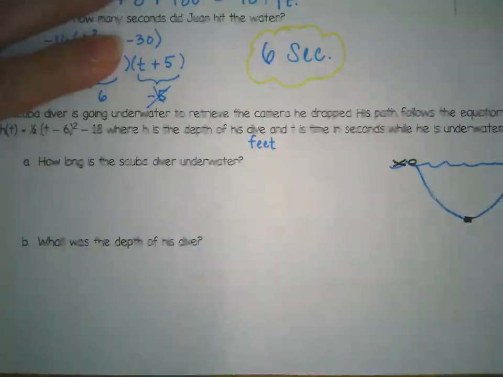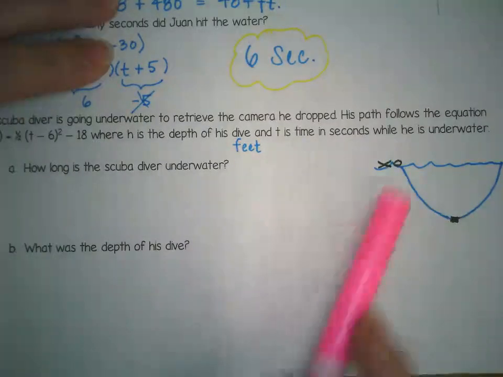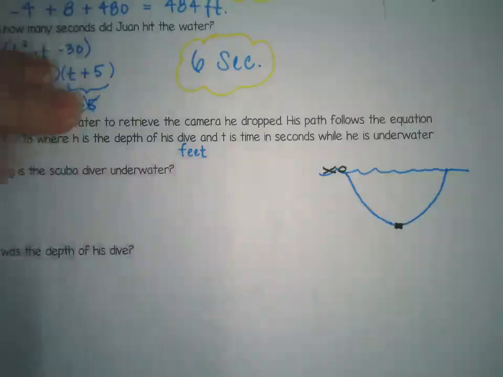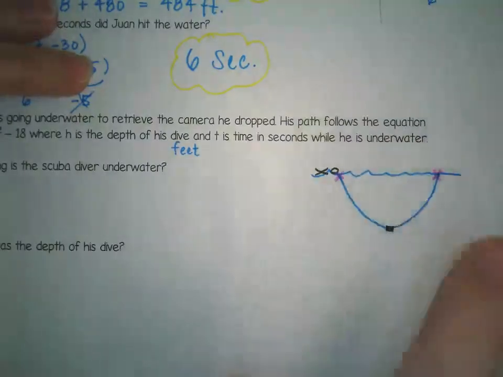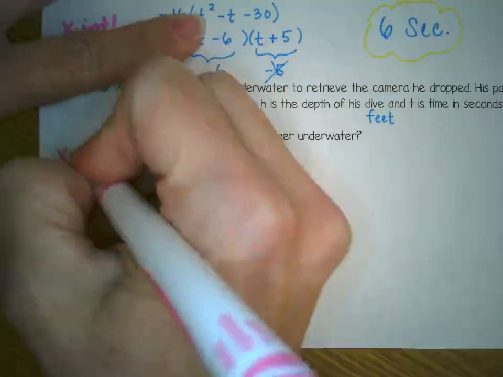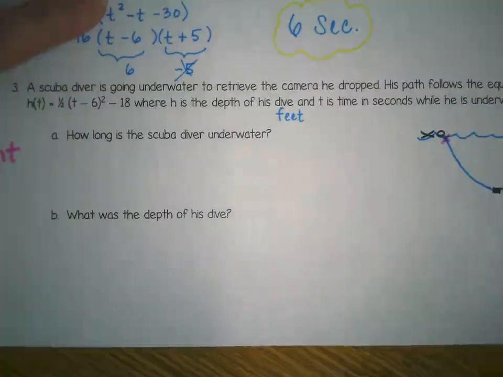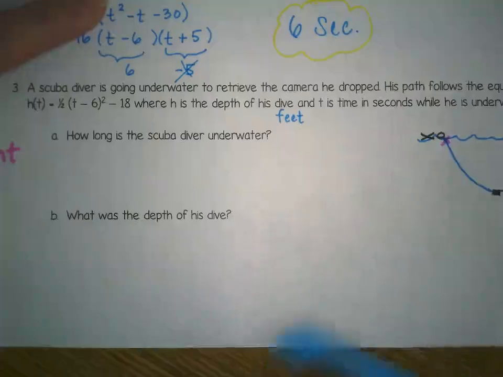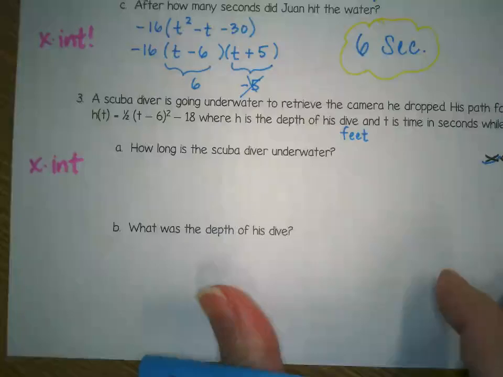All right, first up, how long is a scuba diver underwater? So how long he's underwater. So what I want to know is if he goes down underwater right here, he's going to come back up right here. So I'm looking for the x-intercepts. All right, so go over here. I want the x-intercepts. All right, now we can do x-intercepts by completing the square, we can use quadratic formula, or we can solve by factoring.